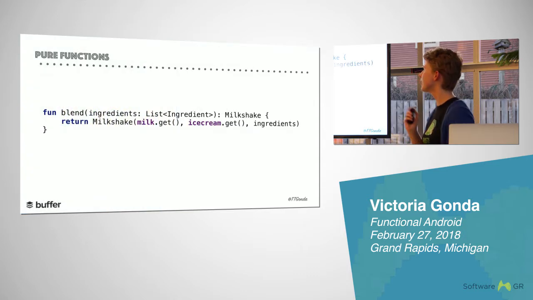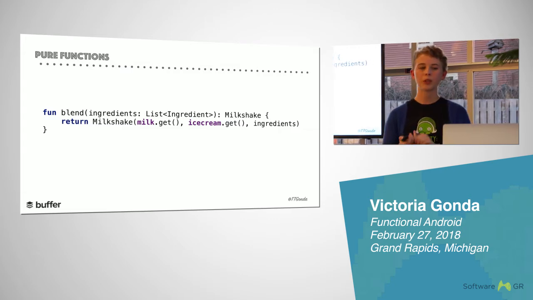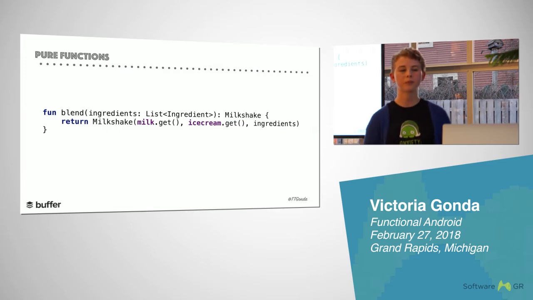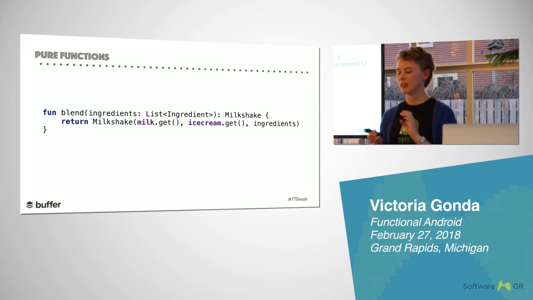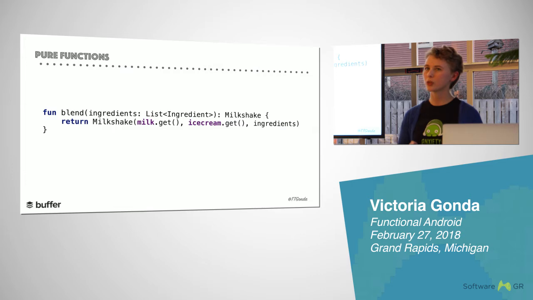So here's a function. Let's see if this is pure. This is a blender function to make a milkshake. We pass in some ingredients, so maybe chocolate syrup. And then we get the milk, get the ice cream, then we have the ingredients, like our syrup, and we make our milkshake, and we return it. But it's getting the milk and the ice cream from outside the function. What if someone goes and swaps out that ice cream for chocolate ice cream and we were expecting vanilla ice cream?